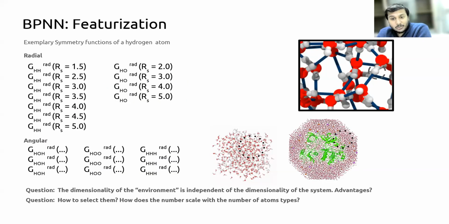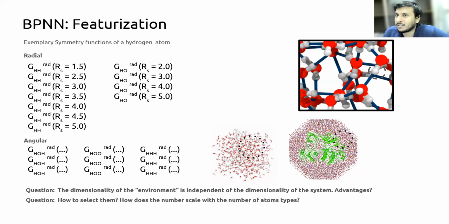Yes, so then there's the question, how do you select them, and how does the number of symmetry functions scale with the number of atom types? Now, I'll basically answer this question. There is no systematic way of selecting these symmetry functions, and there is a bit of empiricism involved. So you really need to ask questions like, at 1.5, what exactly is going to be the number of atoms, or at a given angle.